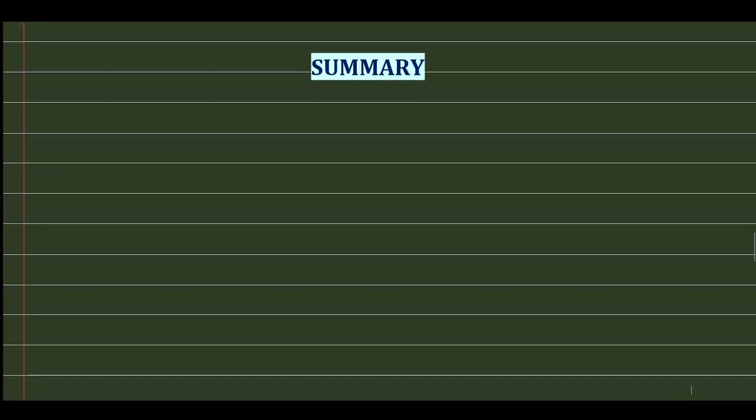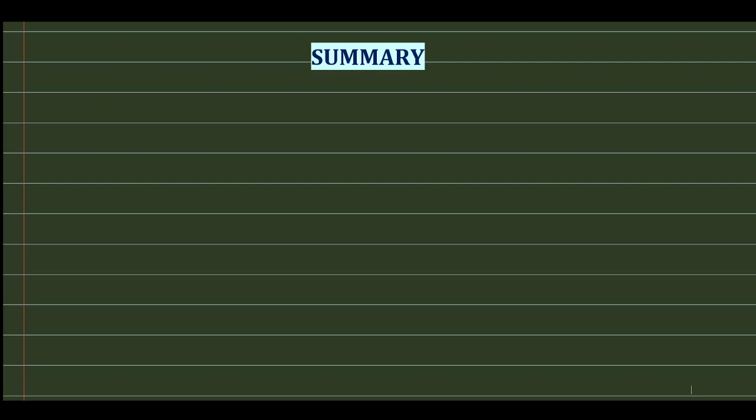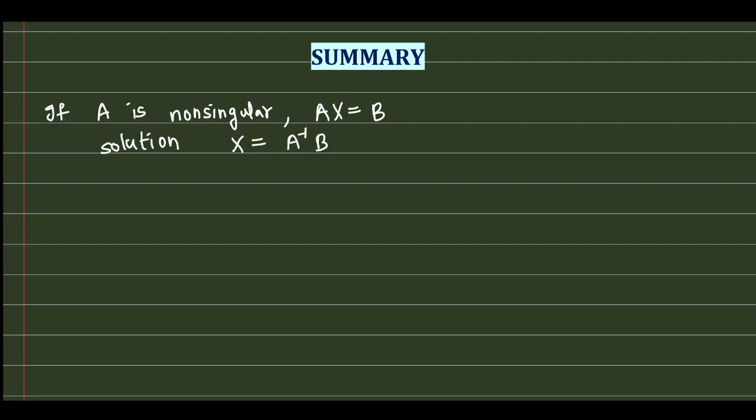Now we will see what we studied in this class. In this section, we studied how to solve a system of equations using the inverse of the matrix. We studied that if A is non-singular, and we have the system of equations written in the matrix form as Ax equal to B, then its solution is of the form x equal to A inverse B. So this is the first thing that we studied.